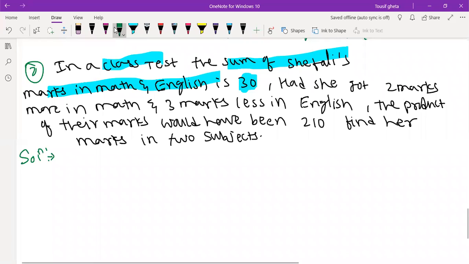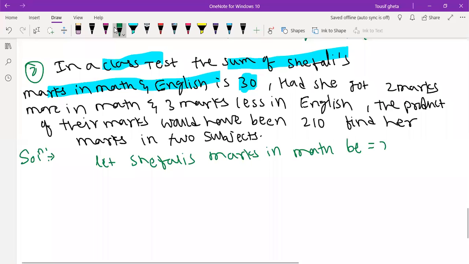So let Shefali's marks in maths be x. If you take maths marks x, for example, two subjects are there, one maths and the other English. Total she got 30. In maths you took x, in English we keep E, so x plus E is equal to 30. So what about English marks? You will get English marks is equal to 30 minus x.